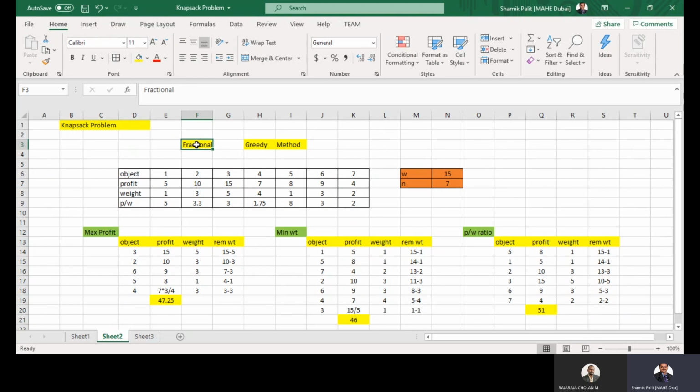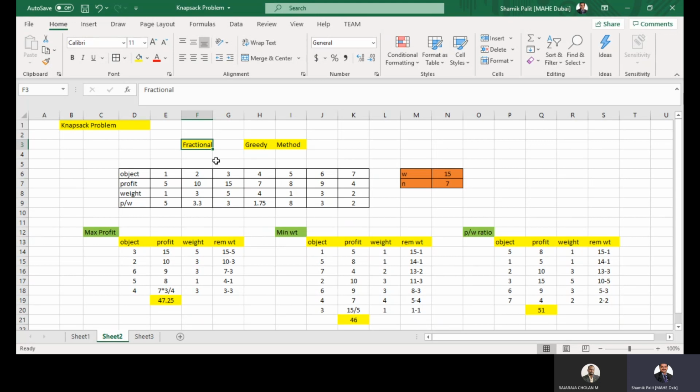Like if you go to a market and you would like to purchase certain vegetables, obviously you will not take all 10 kilos or 15 kilos of vegetables. You will take as per your requirement, which may vary, and it should match your bag size. If your bag size is 15 kilos, you cannot take more than that. For those types of problems where you can divide the weight into several fragments, I can make use of the fractional knapsack problem.